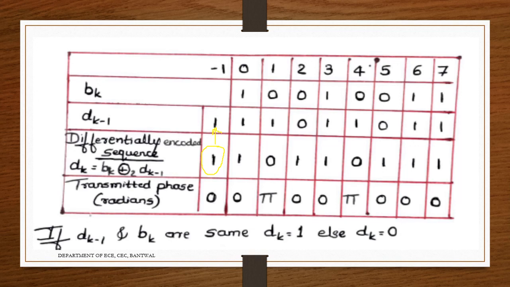The same thing. For that purpose I have taken it as the minus 1 bit. So this is the bit I need to calculate. The bits given are 1 0 0 1 0 0 1 1. These are all our input bits here.